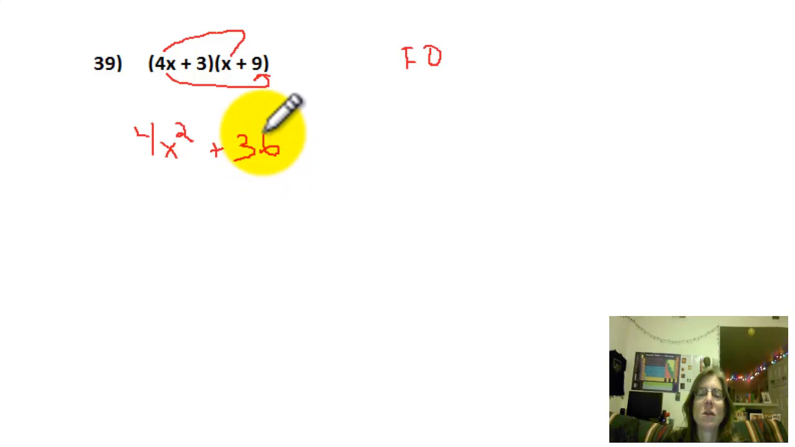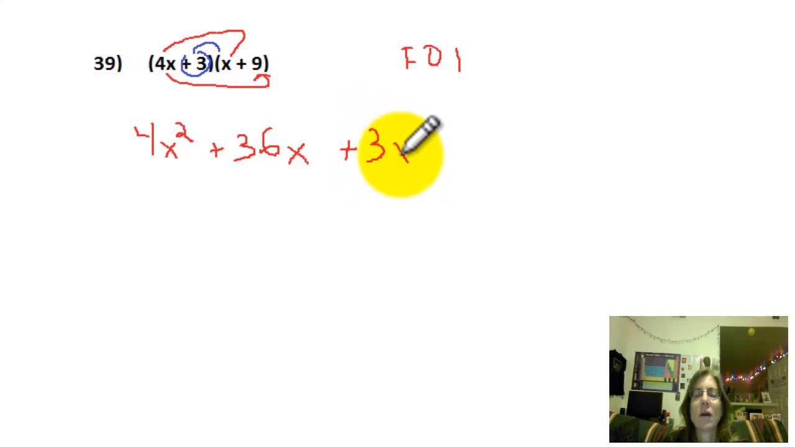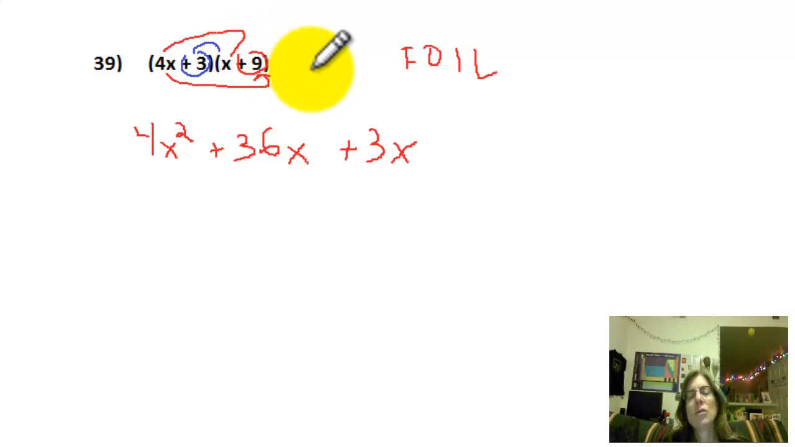The x just comes along for the ride. Don't forget to put it there. Then we're going to do the inside, plus 3 times the plus x, so that is plus 3x. And then we're going to do our last, the two numbers are last, and they're both positive numbers, so plus 3 times plus 9, so 3 times 9 is a plus 27.